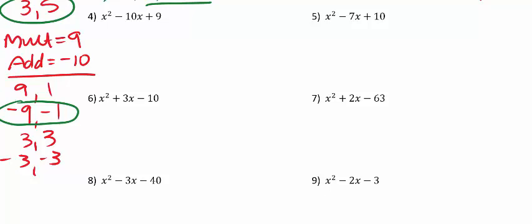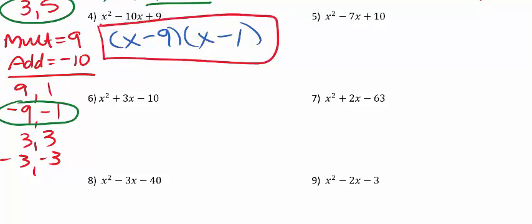So when we factor this, we'll write our two sets of parentheses. We know x times x gives us x squared. We know negative 9 times negative 1 gives us positive 9, but negative 9 plus negative 1 gives us negative 10. So here is our factored form.